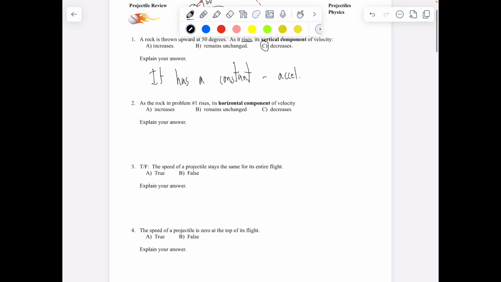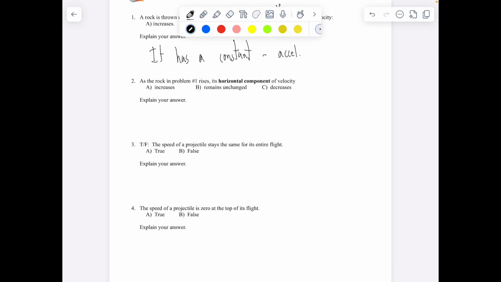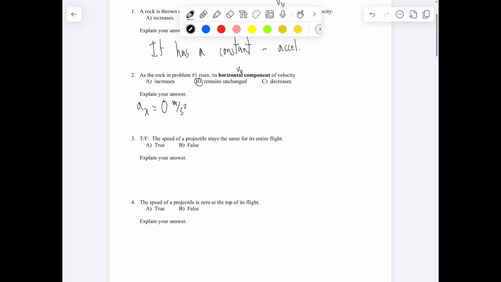As the rock in problem number 1 rises, horizontal component of velocity. Well, we know horizontally, in that x direction, the acceleration is 0 meters per second squared. So, since there's no acceleration, left or right, that horizontal component of the velocity, that velocity in the x, is going to remain unchanged. It's not accelerating, not changing speed or velocity.